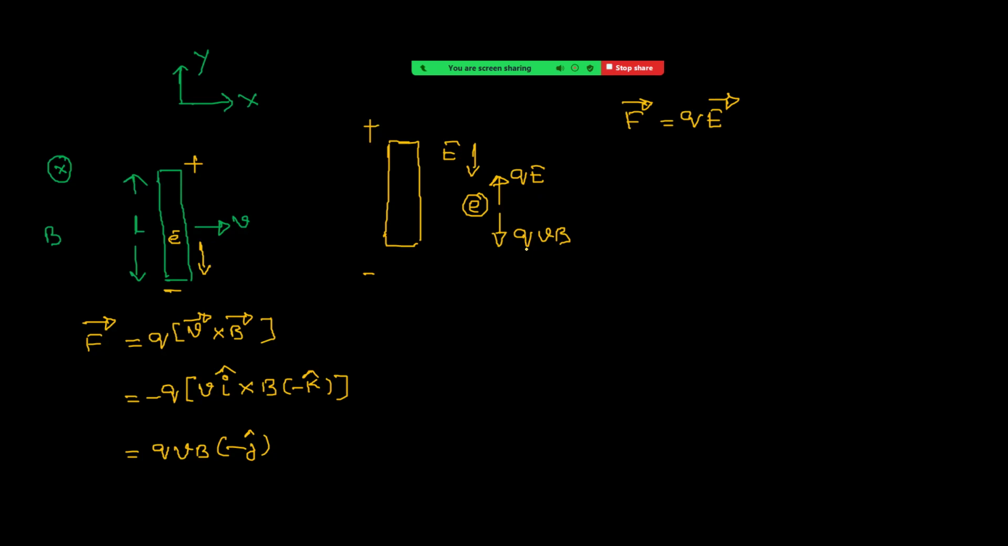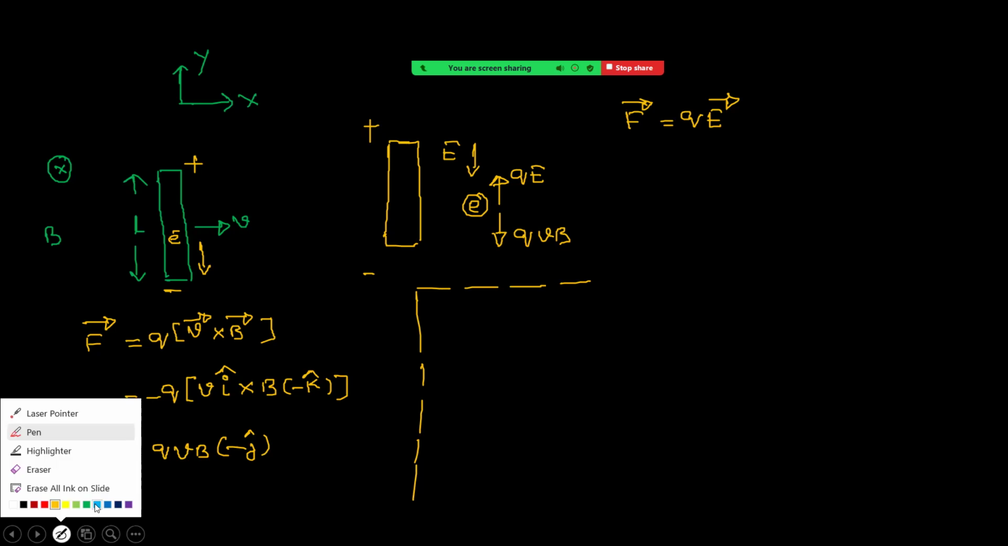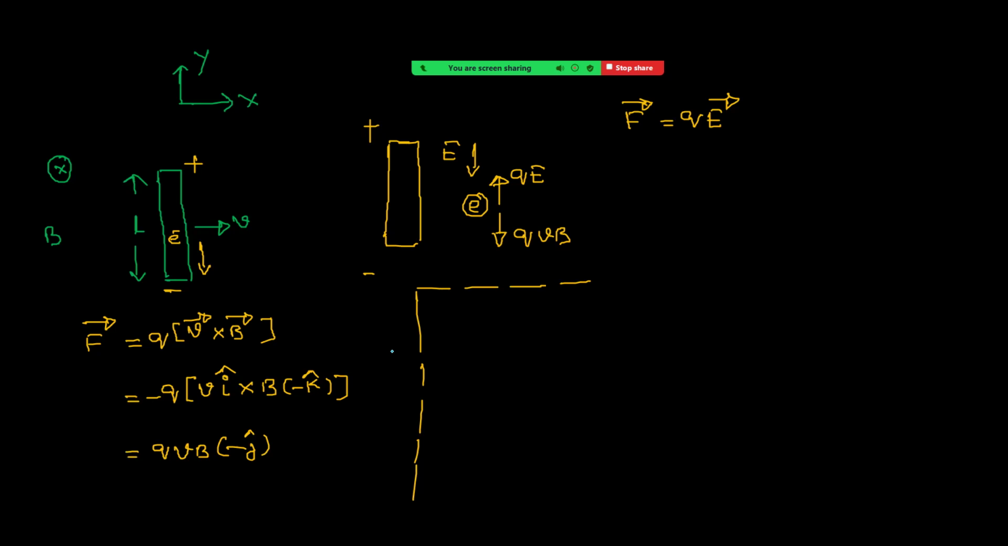Then redistribution of electrons will stop. That means when these two are balanced, there is no more accumulation of electrons. So I can write here QE is equal to QVB. Modulus values are the same, directions opposite. So the strength of the electric field is VB.